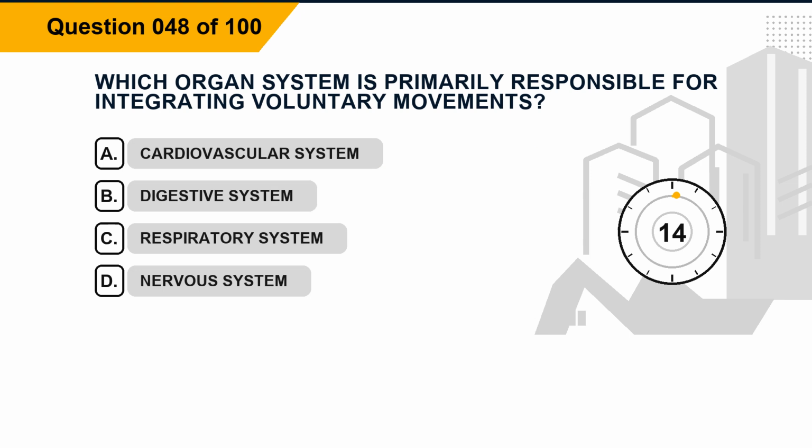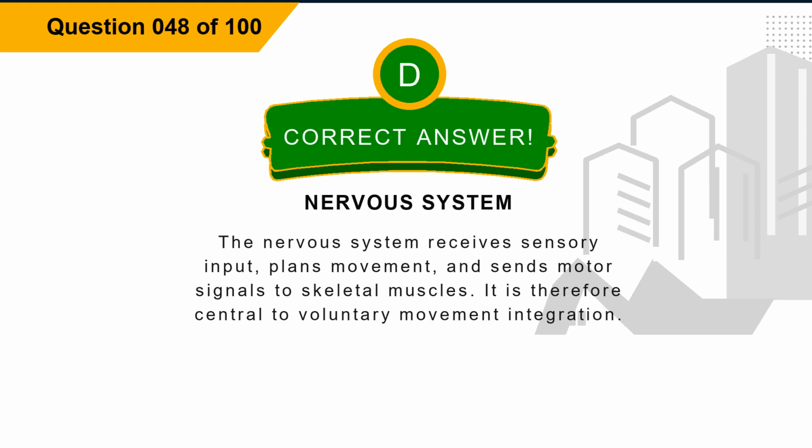Question 48. Which organ system is primarily responsible for integrating voluntary movements? Option A, cardiovascular system. Option B, digestive system. Option C, respiratory system. Option D, nervous system. The correct answer is option D, nervous system. Explanation. The nervous system receives sensory input, plans movement, and sends motor signals to skeletal muscles. It is therefore central to voluntary movement integration.